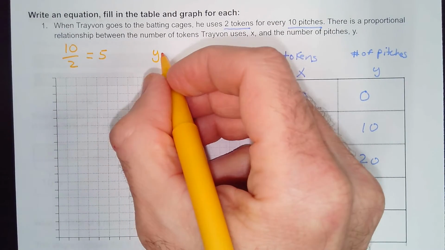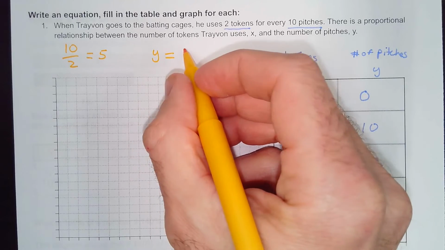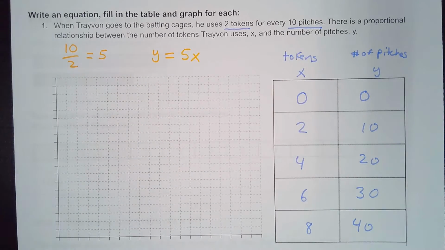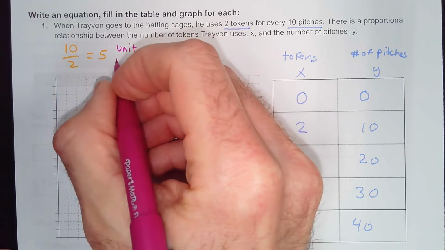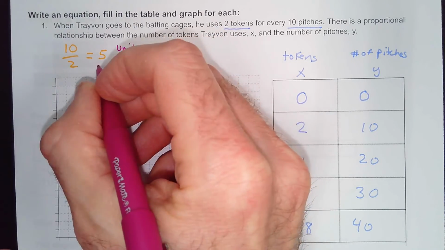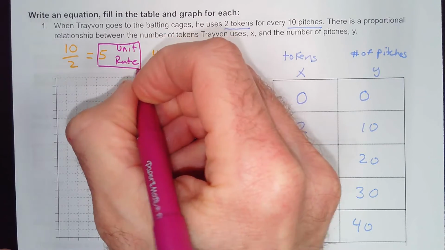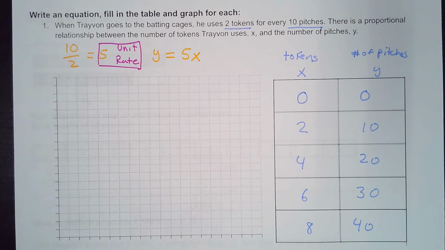So our equation would be y equals kx, or 5x. And so what would our unit rate be here? Yep, 5 is the unit rate. So our unit rate is 5, y equals kx is our equation, and then let's go ahead and graph this.